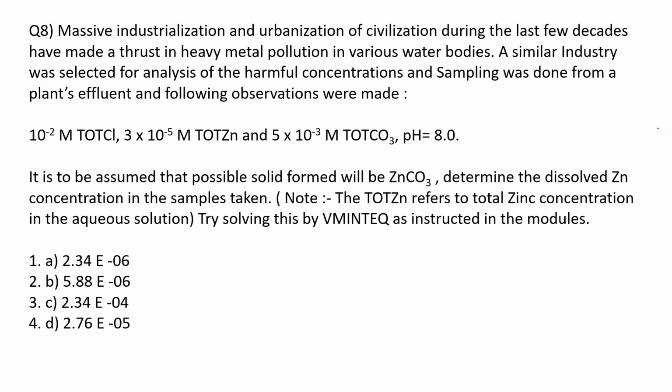We found, when this factory effluent was observed, that the total chlorine concentration was 10 raised to the power minus 2 molar. Total zinc was 3 into 10 raised to the power minus 5 molar. And total carbonate is 5 into 10 raised to the power minus 3 molar. And pH is 8, so this is slightly alkaline water. It is assumed that the possible solid formation is ZnCO3. So determine the dissolved Zn concentration in the sample taken.